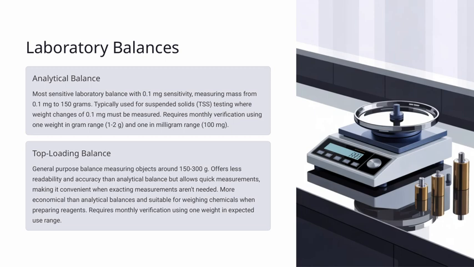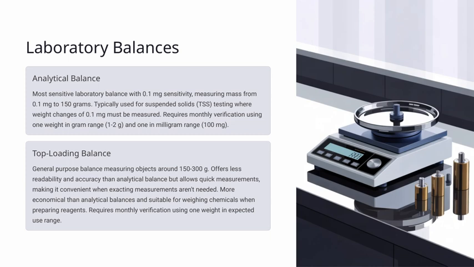Let's take a closer look at laboratory balances, starting with the analytical balance. This is the most sensitive type of balance you'll find in a lab, capable of measuring mass with an incredible sensitivity of 0.1 milligrams. It can handle weights from just 0.1 mg up to 150 grams, making it ideal for very precise measurements, like testing suspended solids or TSS. Because of its high sensitivity, it's crucial to verify its accuracy monthly, using one weight in the gram range, around 1 to 2 grams, and another in the milligram range, about 100 mg. This ensures ongoing precision.